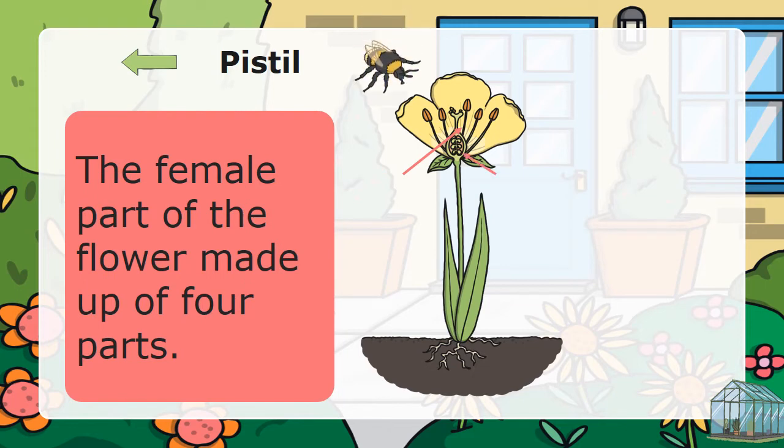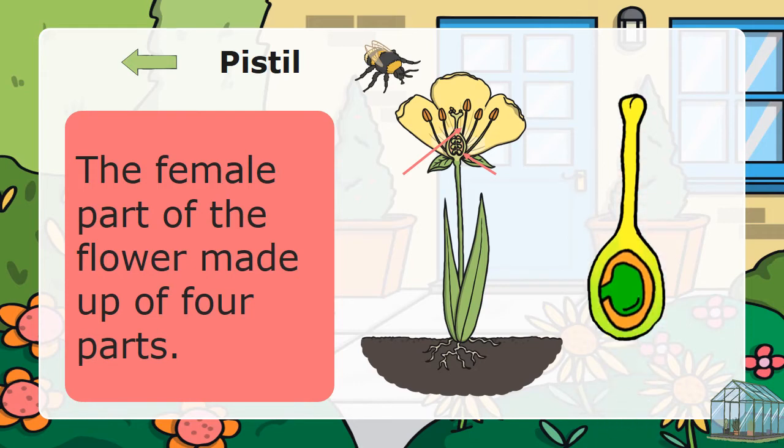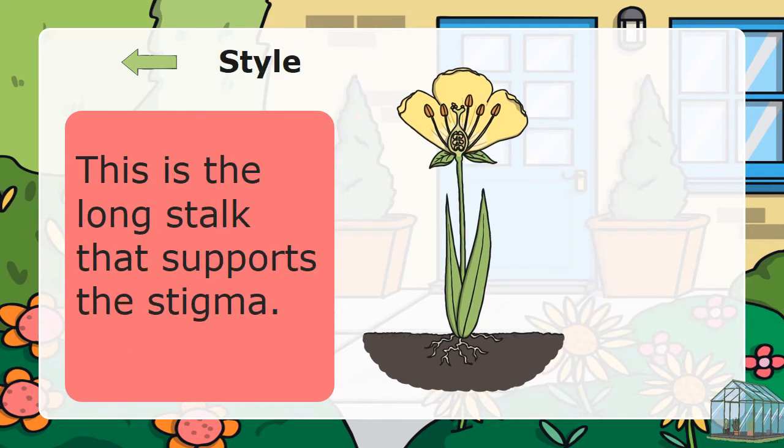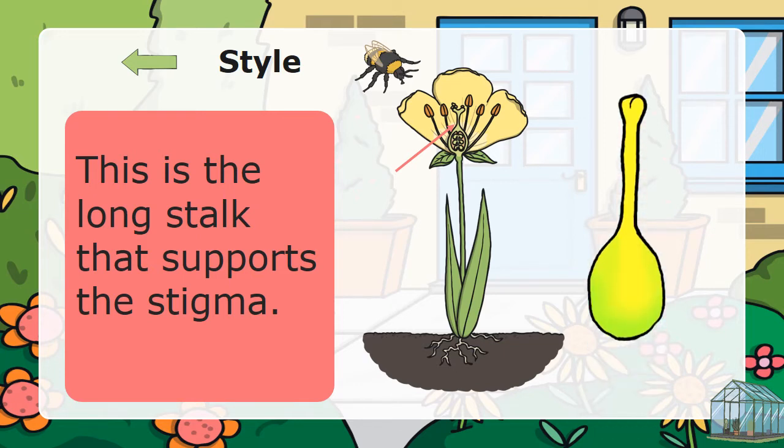Pistil. The female part of the flower, made up of 4 parts. The style. This is the long stalk that supports the stigma. So that's the first part of the pistil, the female part of the flower, which is the style.